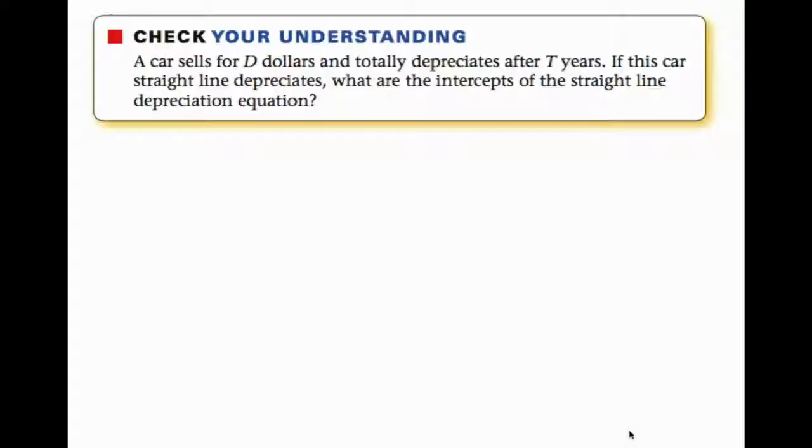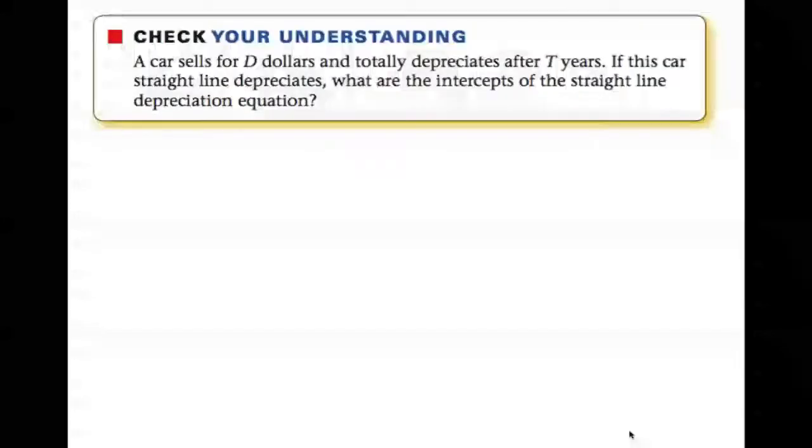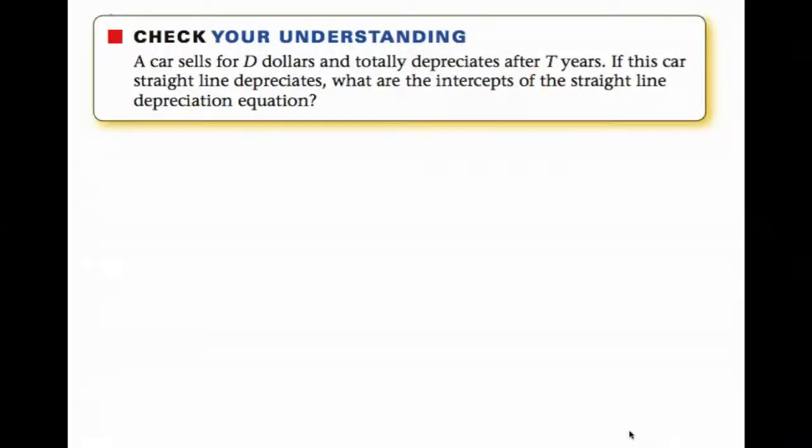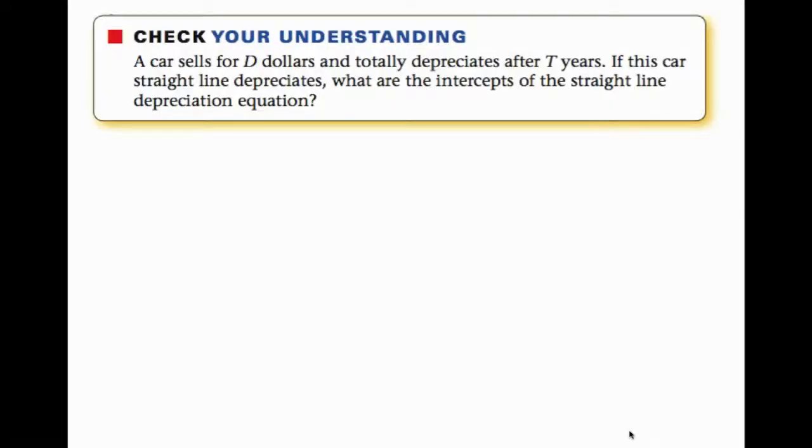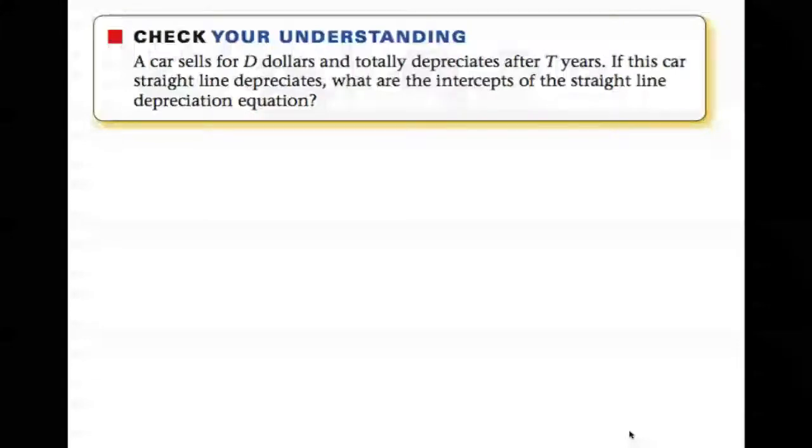All right, a car sells for D dollars and totally depreciates after T years. If this car straight line depreciates, what are the intercepts of the straight line depreciation equation? In other words, think about what we just did with numbers and now algebraize that situation. The reason that we do this is because I want kids to ultimately be able to create their own formulas for the spreadsheets. So we take a situation that's numerical and now we symbolize it and algebraize it.